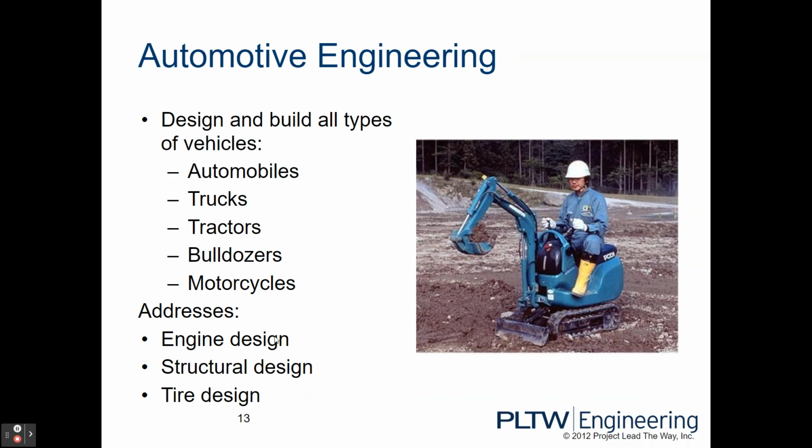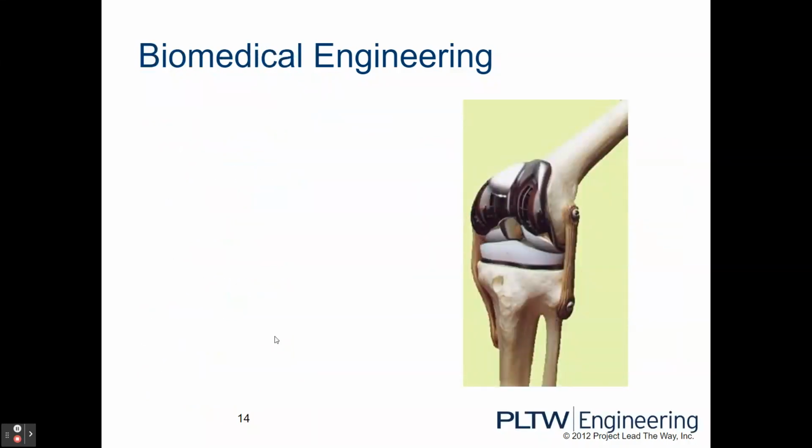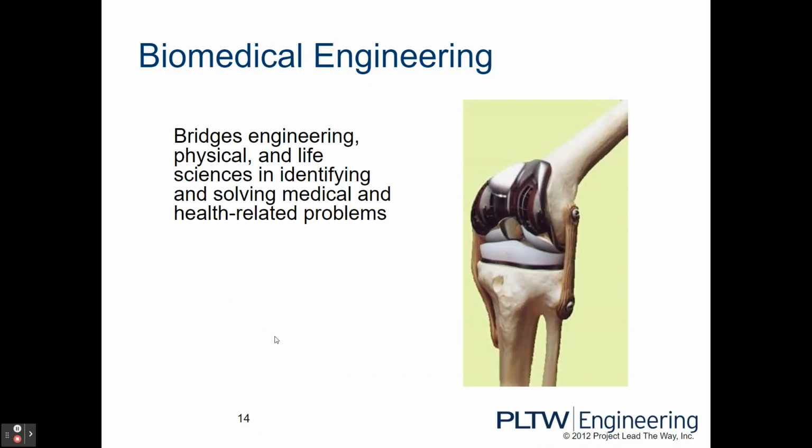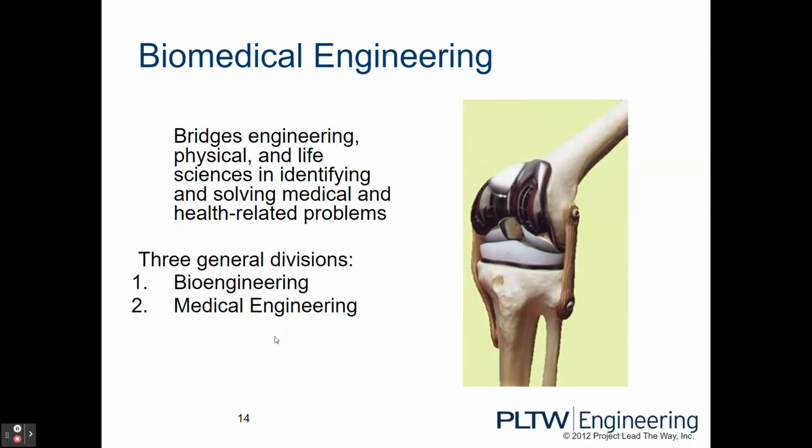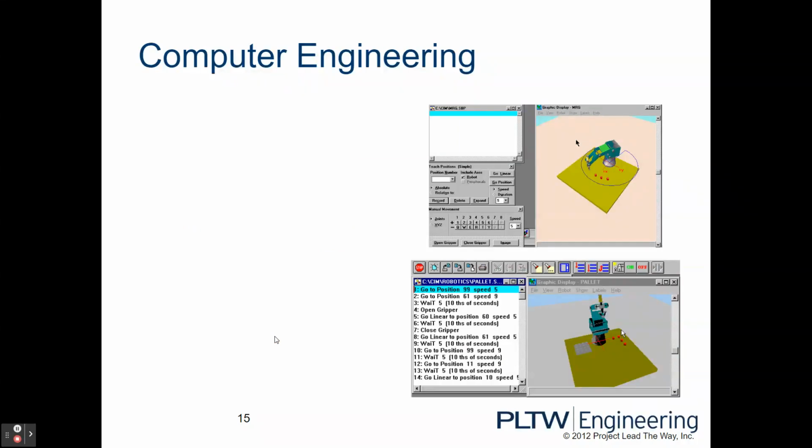The next category, automotive engineering, designing and building all types of vehicles from automobiles to trucks, tractors, bulldozers, and motorcycles. They, of course, would be working on engine design, structural design, tire design, those types of things. Another really hot topic category right now is biomedical engineering, and this, of course, would be bridging the gap between physical and life sciences and integrating that with all of our STEM principles. This would look at bioengineering, medical engineering, clinical engineering, and so forth.